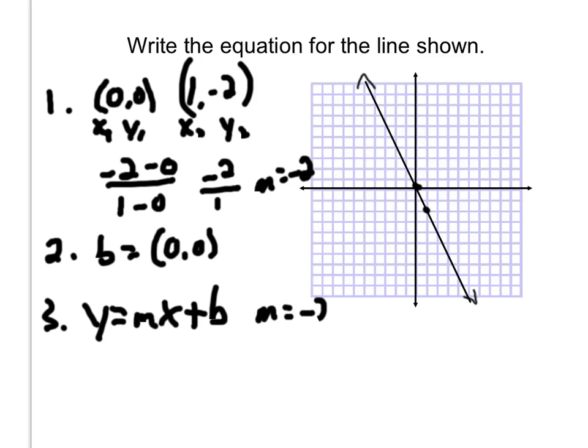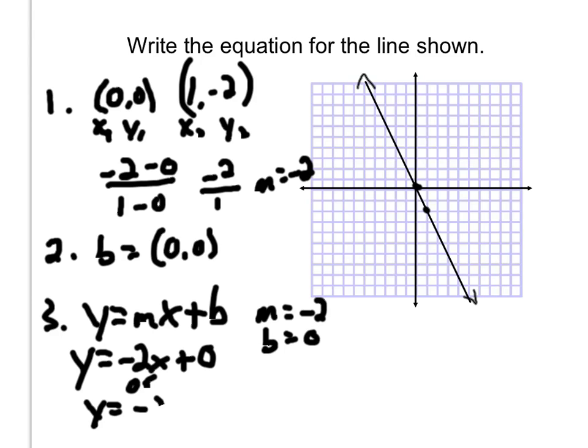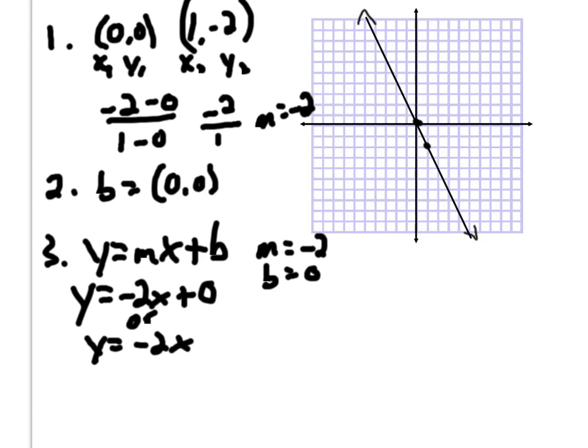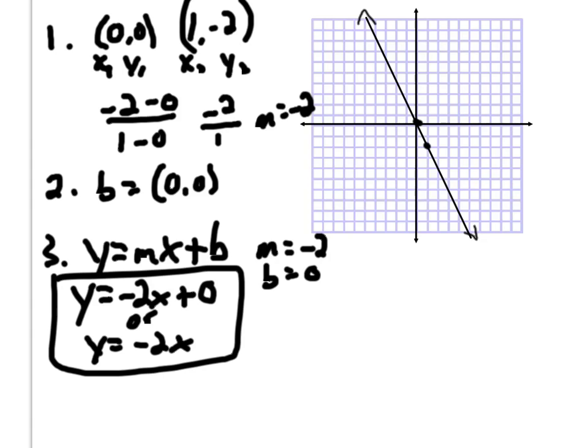My slope was negative 2. My b was 0. So in slope-intercept form, that's y equals negative 2x plus 0. Or, we don't really need the 0 on the end. We could just say y equals negative 2x. Okay? Either one of those will be perfectly acceptable for an answer.